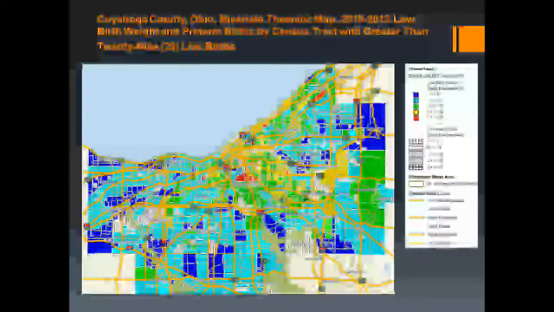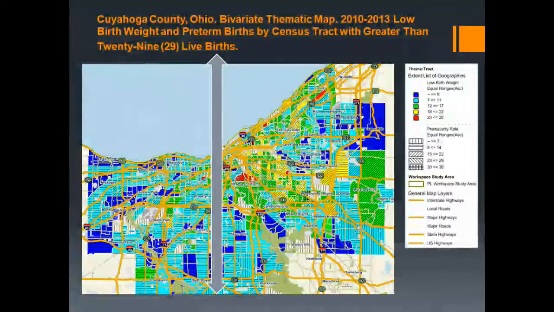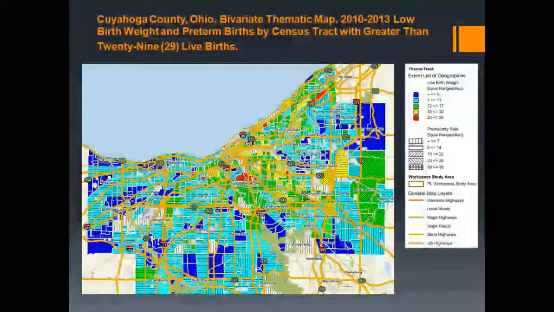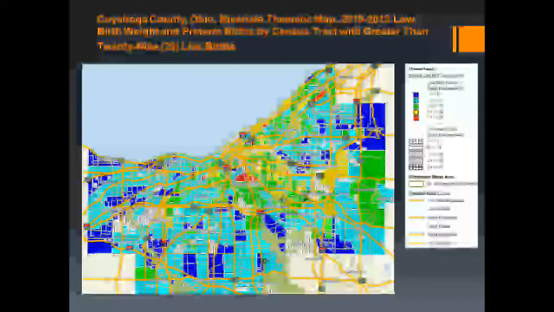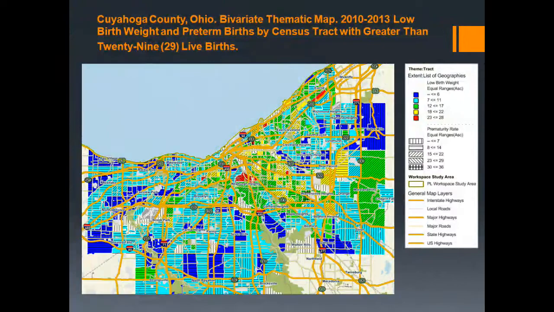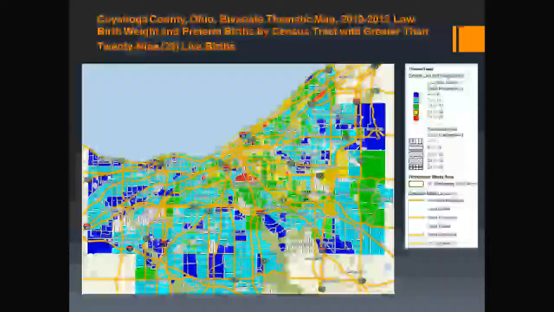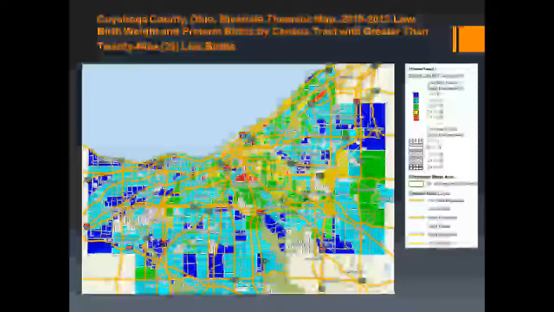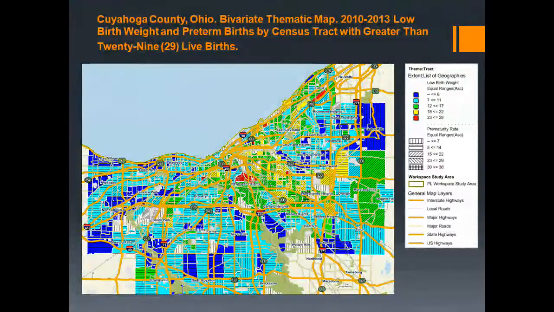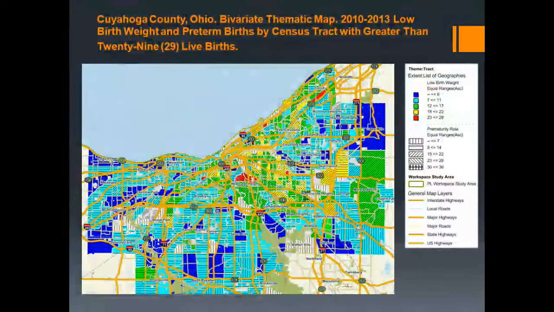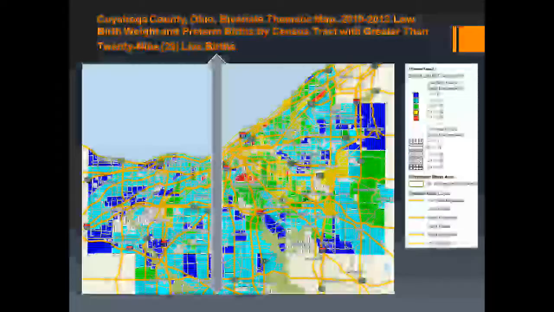Now, when you look at this map, and I know Dr. Thorpe is going to talk about that, the areas in blue in terms of low birth weight actually have the best birth outcomes. Less than 6% of all births between 2010 and 2013 were low birth weight. If you see an area in red, those census tracts have the worst birth outcomes in terms of low birth weight. 23 to 28% of all infants born in those census tracts are low birth weight.